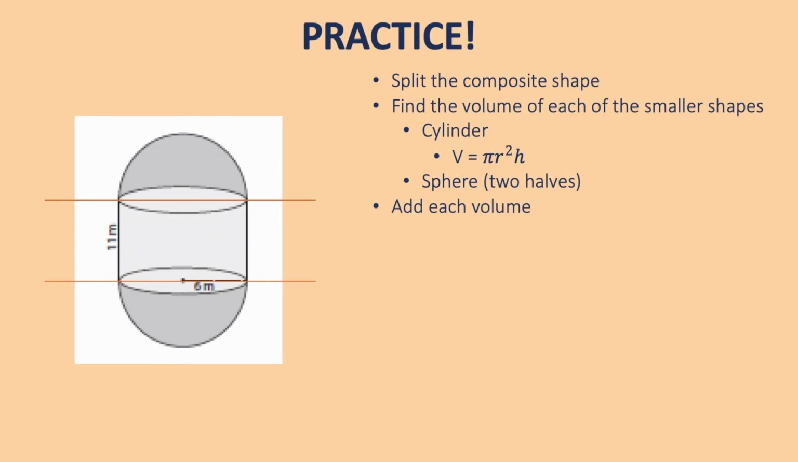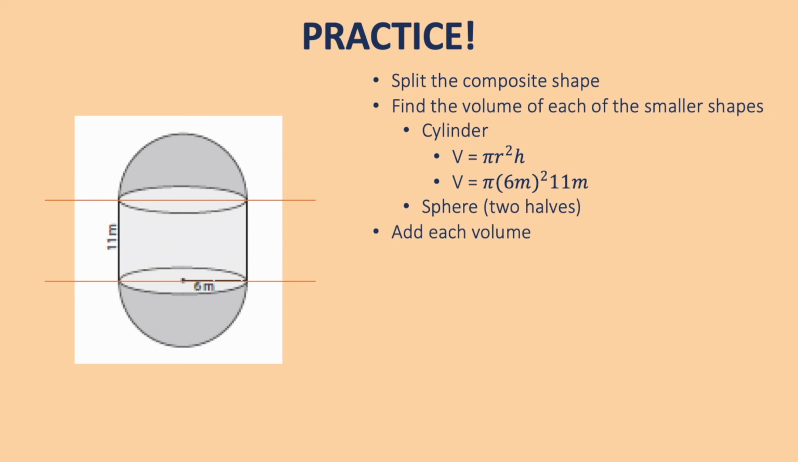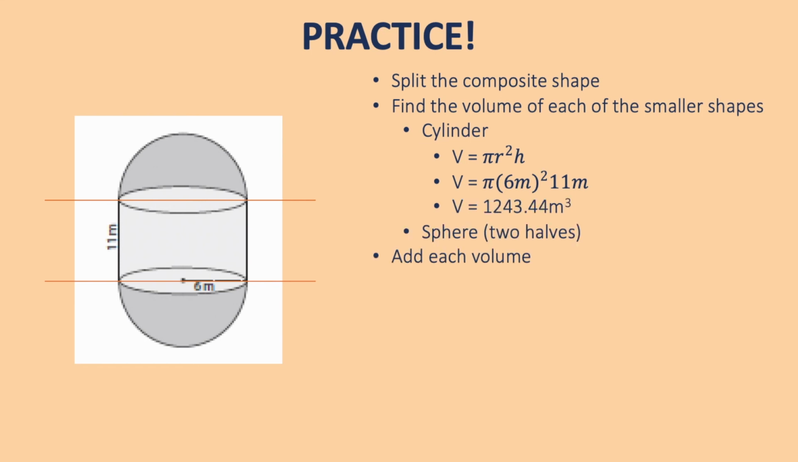The volume formula for cylinders is pi times r squared times height. I'm going to leave pi to the very last part of the problem, but you just sub in the radius of the cylinder, which is 6 meters shown here, and the height of the cylinder, which is 11 meters. So you have pi times 6 meters squared times 11 meters, which gives you pi times 36 times 11, which eventually gives you 1,243.44 meters cubed.